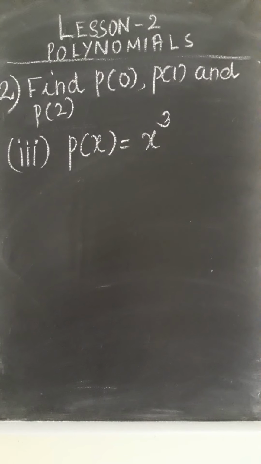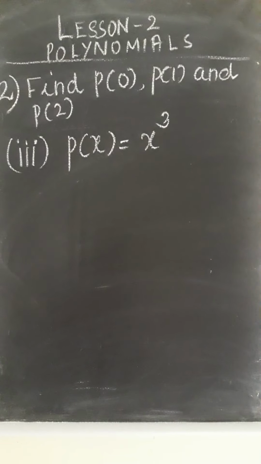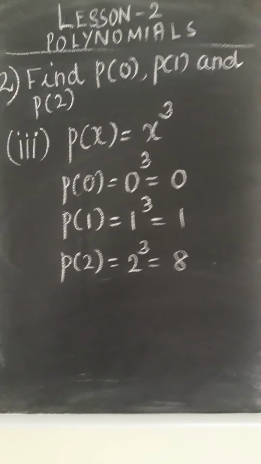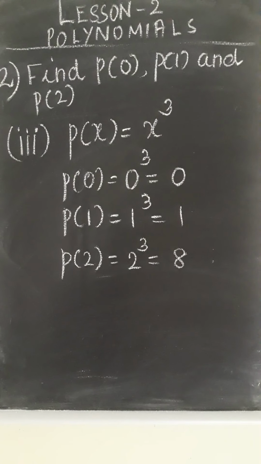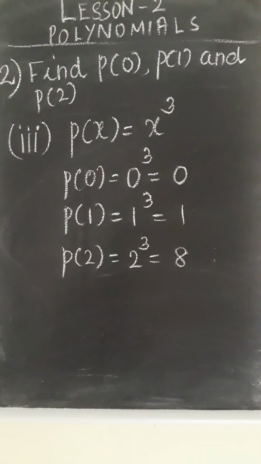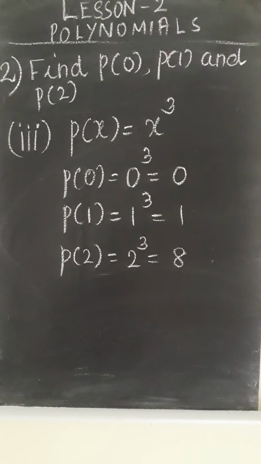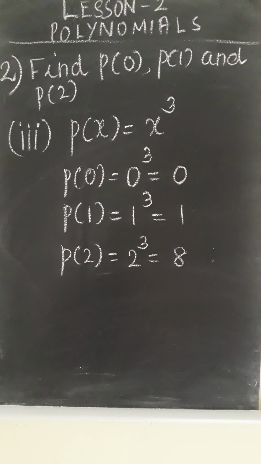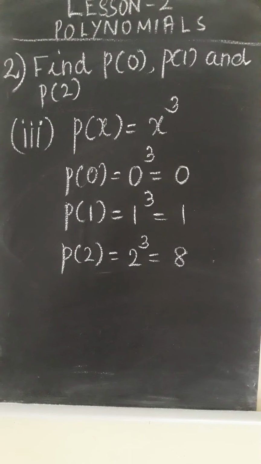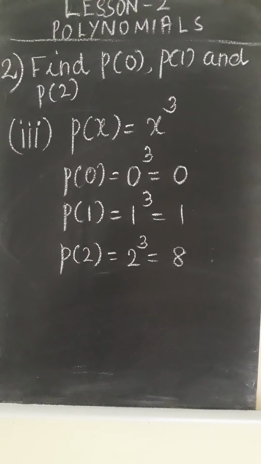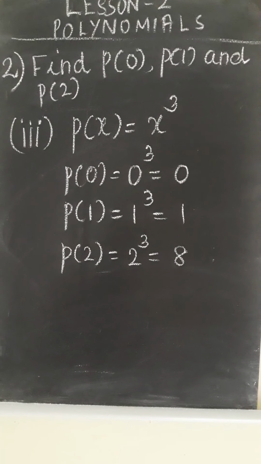Moving to the third question, P of x is equal to x cube. Therefore, P of 0 is equal to 0 cube, that is equal to 0. P of 1, how to calculate? 1 cube. So 1 cube meaning 1. And P of 2 equal to 2 cube. 2 cube meaning 2 into 2 into 2. The final answer is 8.